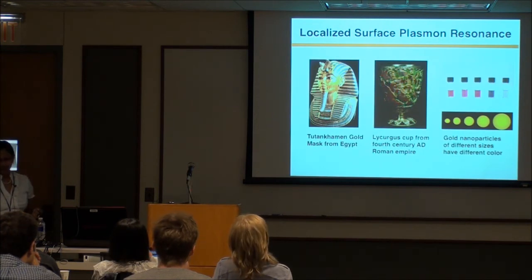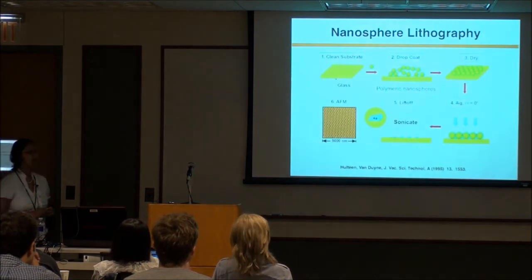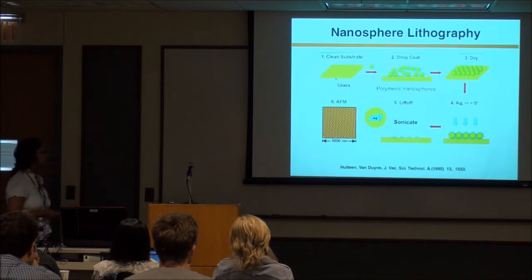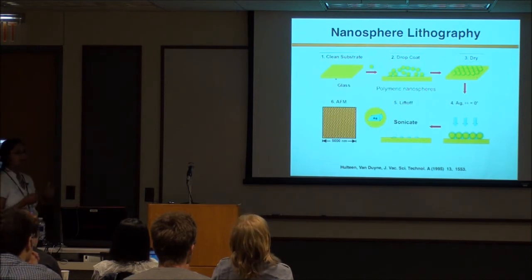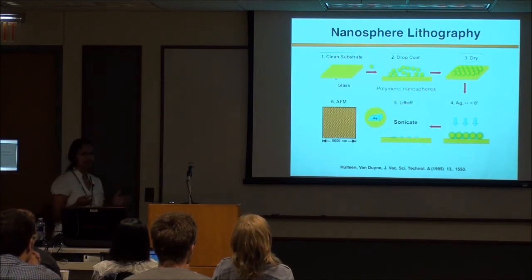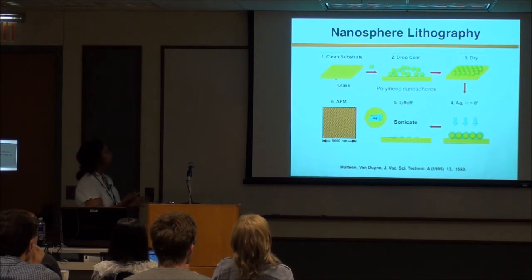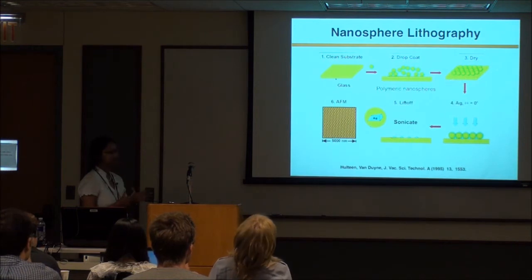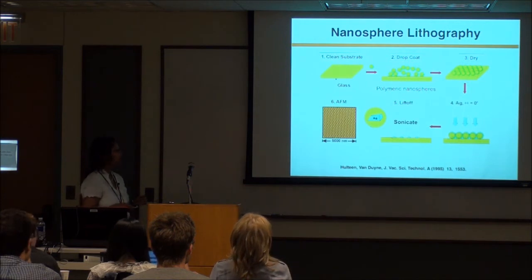The type of nanoparticle we use in our study is fabricated using nanosphere lithography, developed by Hulteen and Van Duyne's lab. How this fabrication works is you take a clean glass substrate and use polymeric nanospheres of different diameters, then dry them on the glass substrate and deposit silver. When you sonicate it, you remove these polymeric spheres, and what's left behind are these nanotriangles.